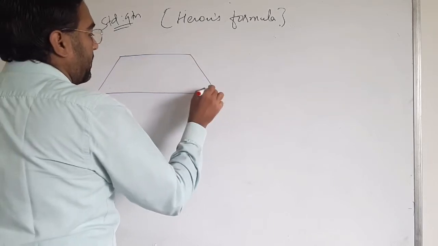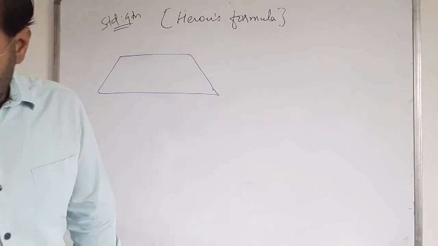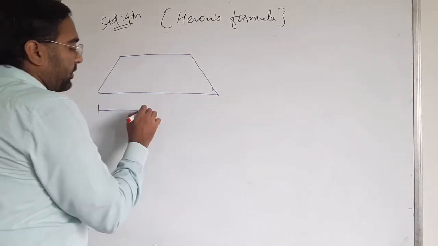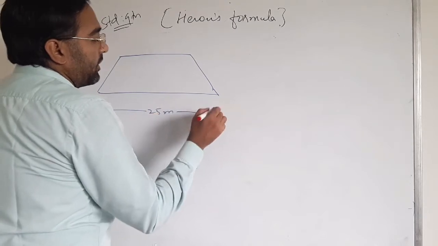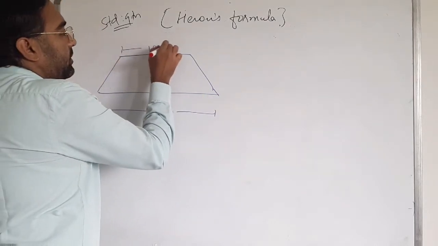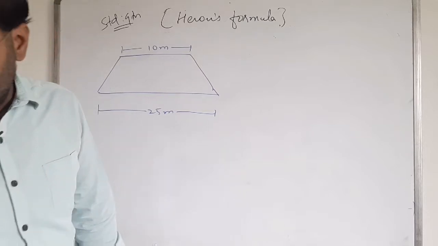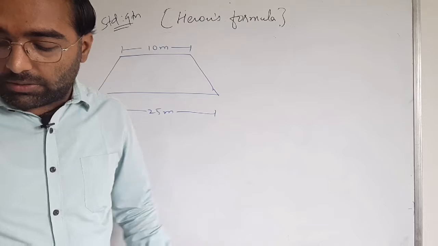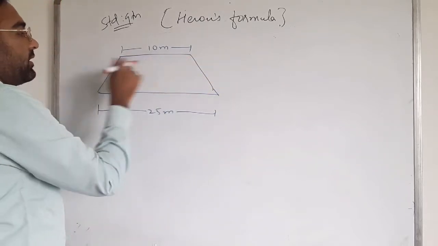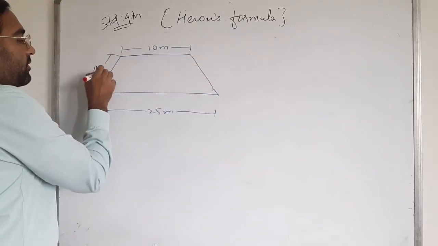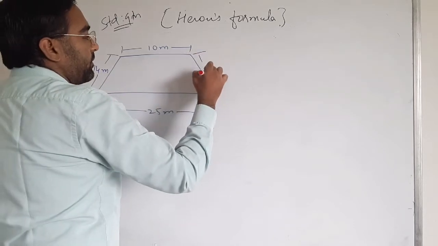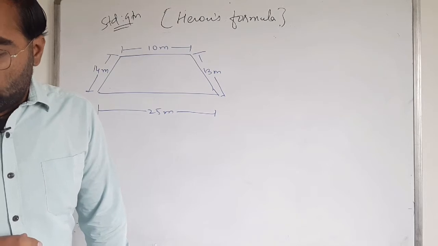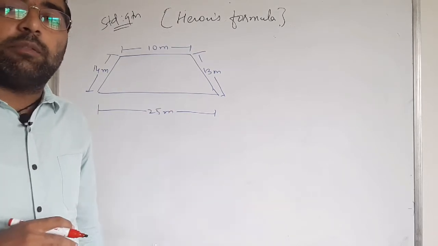The field is in the shape of a trapezium and its parallel sides are 25 meter and 10 meter. So this is my 25 meter and this is 10 meter. And the non-parallel sides are 14 meter and 13 meter. The non-parallel sides, that is this and this, are 13 meter and 14 meter. So you have to find the area of this field.